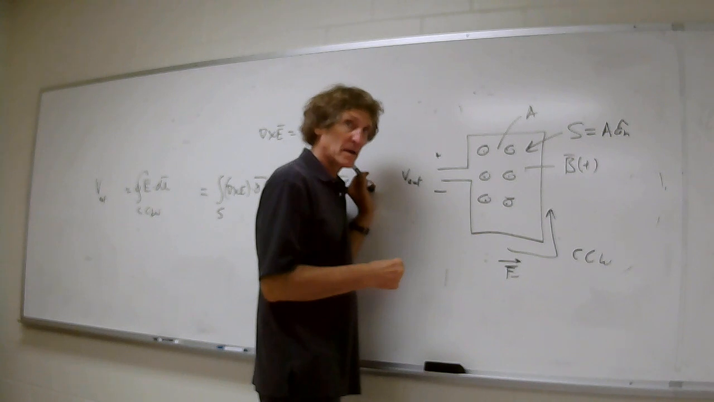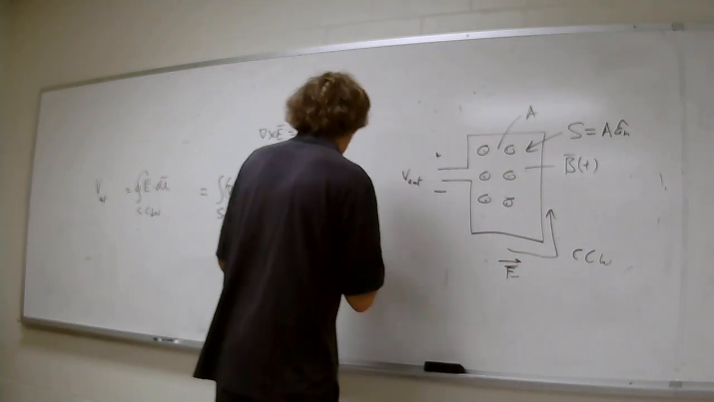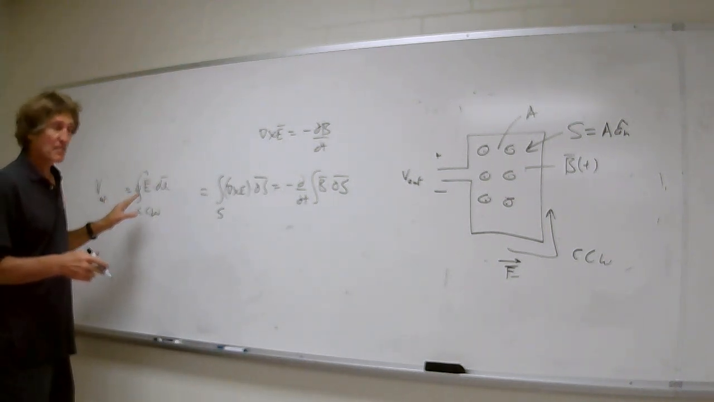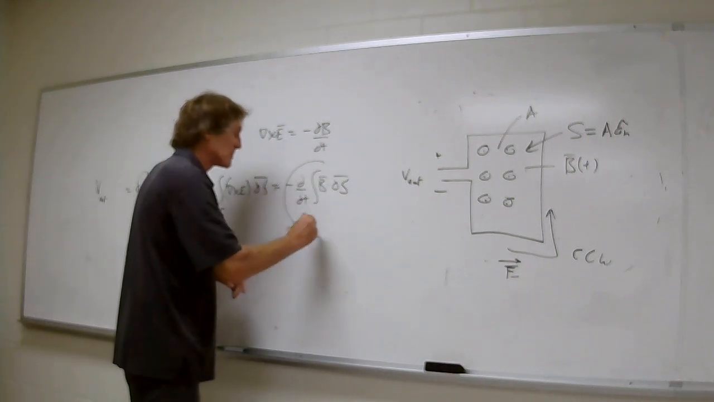Wait. So it's coming out of the page? The B field's out of the page. Now just listen to me. The way I've done this is I'm saying, I don't know what E did. E could be negative, right? That makes sense. But the integral of E dot dl is the integral of this, right here, over the surface.